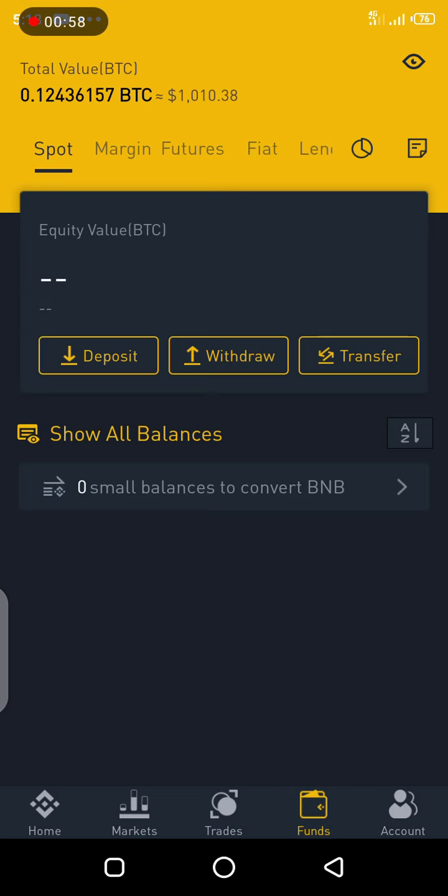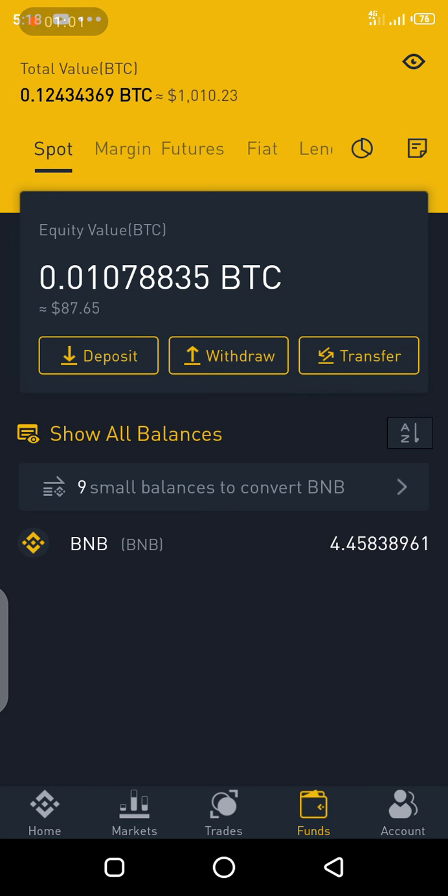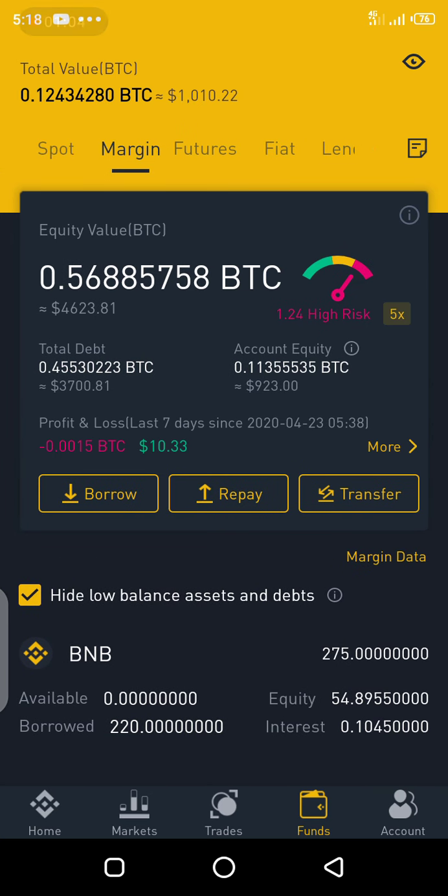If I go to funds, then margin, I have taken 5x leverage here. So you could see equity, 54.89 BNB I have. For that I have borrowed 220 BNB. So total 275 BNB are there. With 275 BNB I am doing margin trading.